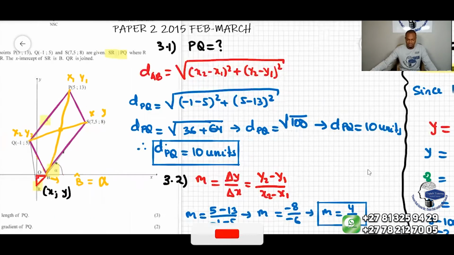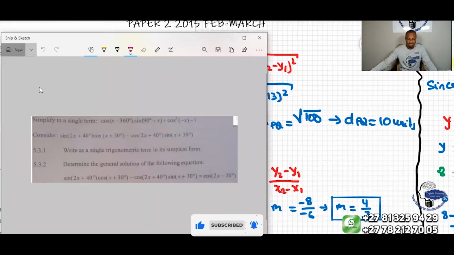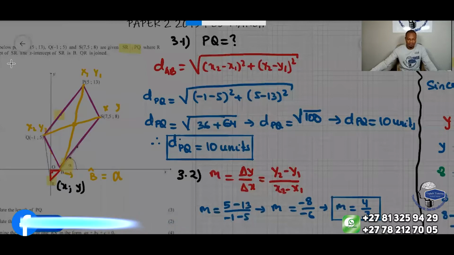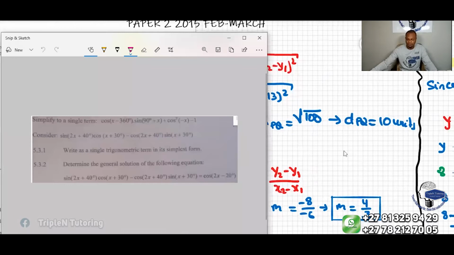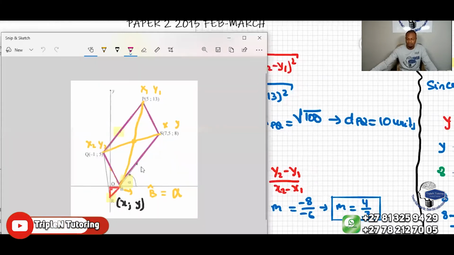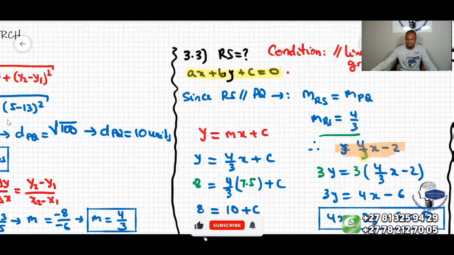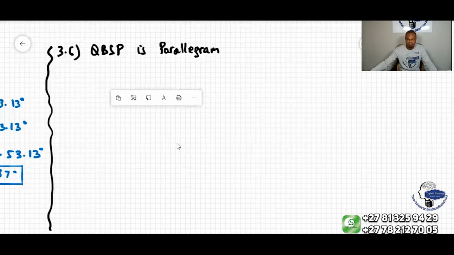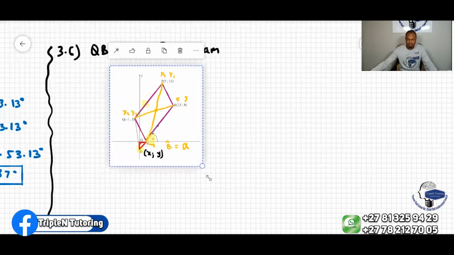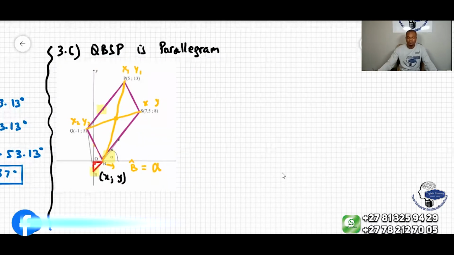Let me first take the same graph so I cannot just move it over all the time. I want to paste the same graph here. We need to prove that the graph in purple here is a parallelogram.